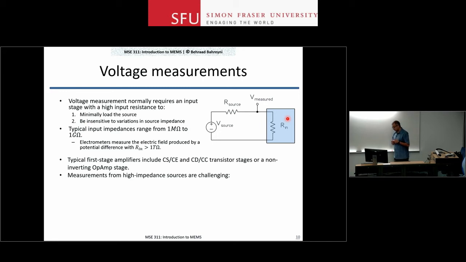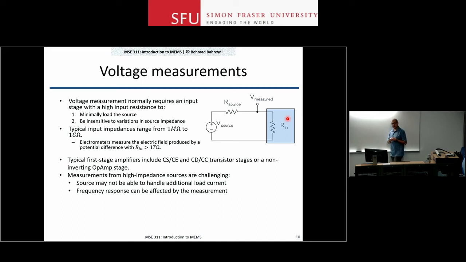At the end of the story, measurements from high impedance sources is not easy. The issue, as we just mentioned, is that the source may not be able to handle the extra load that you need from it because of the input resistance of your device, right? So the example was the piezoelectric device or a charge capacitor. As soon as you have some small input resistance, the charge goes away. So the source may not be able to drive the measurement system.